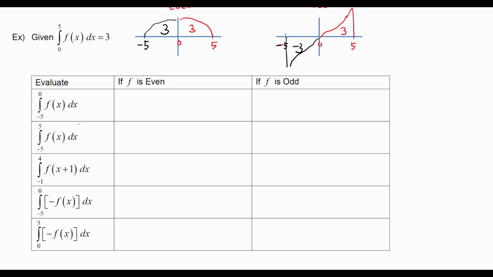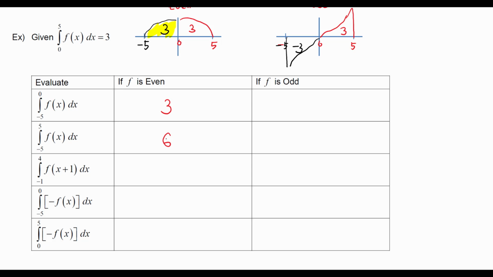Now, let's answer all this. What would it be if f was even, the integral from negative 5 to 0 of f(x) dx? You see right here, right? It is 3. What is the integral from negative 5 to 5 of f(x) dx? That will be 6, since it's twice the area of 0 to 5.